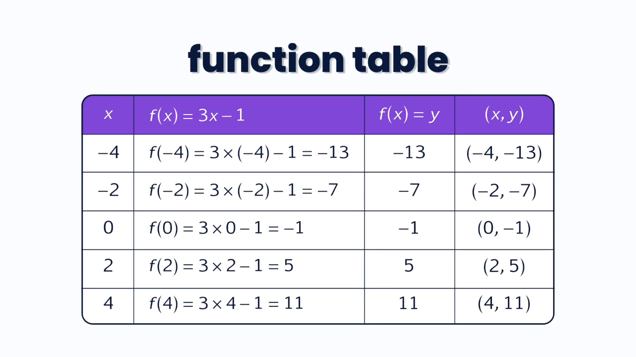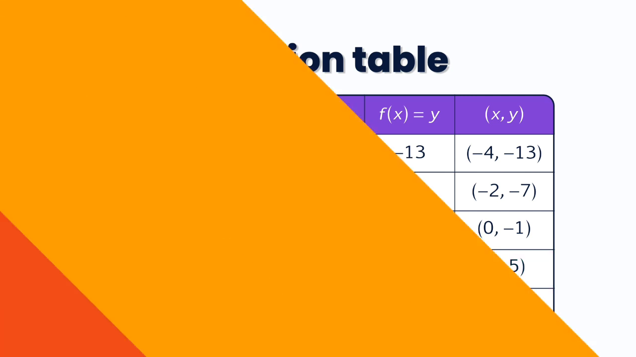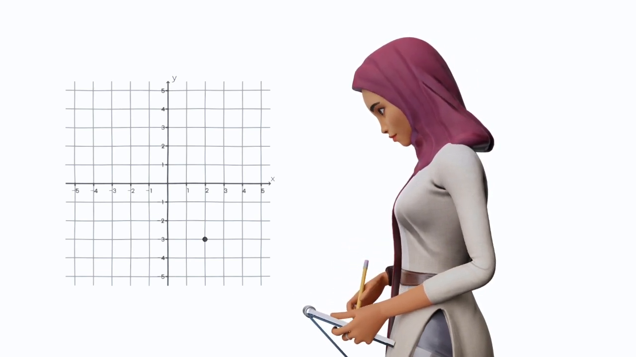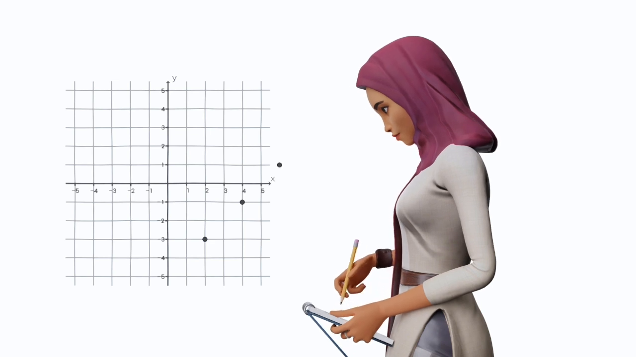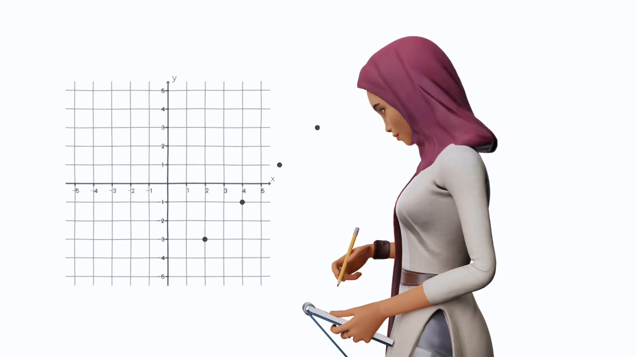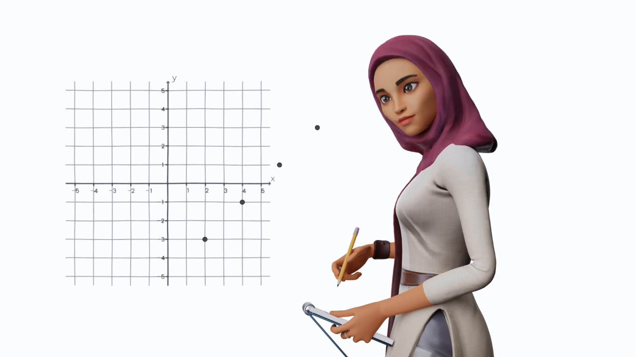Let's use this function table as an example to draw a graph. In this function table, you have a total of 5 pairs of coordinates: (-4, -13), (-2, -7), (0, -1), (2, 5), and (4, 11). It's important to plan what your x-axis and y-axis should look like before you start drawing them. This is to make sure you can fit all your points inside your coordinate system. This is why these are steps 1 and 2 in the process.